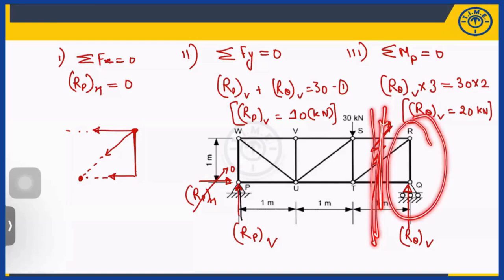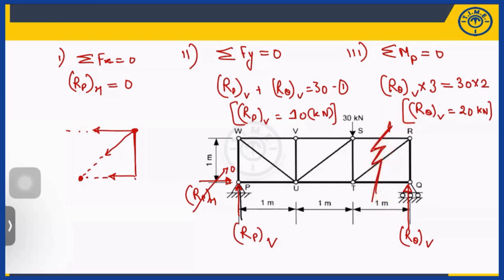So I'm taking the right hand side portion. What is the reaction at this point? You already calculated. This is the force in member QT. This is the force in member RT, and this force is in member RS. Now, you know this is the reaction. What is the reaction value? Our QV is 20 kilonewton. If you know the 20 kilonewton here, can you calculate the force in these two members?